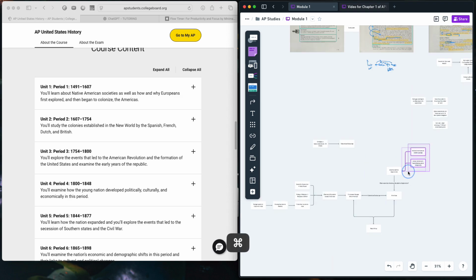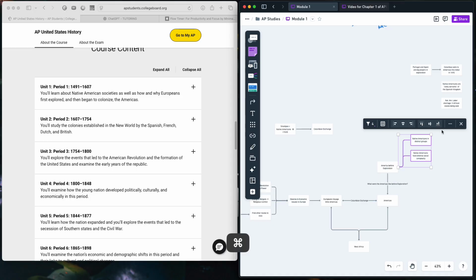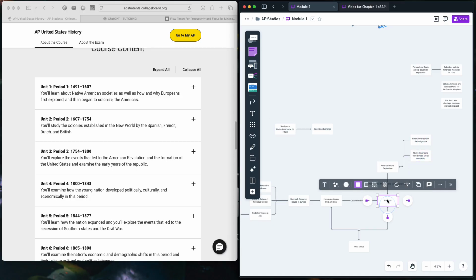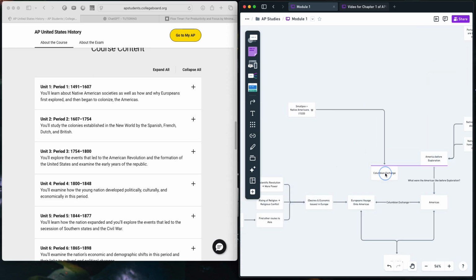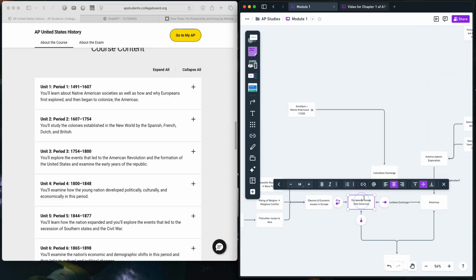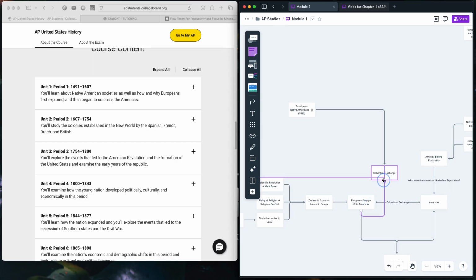Perfect. So now we can see how these two things lead us to understand what America was like before exploration. Then we have this idea of Columbian exchange. We're going to connect here. So notice in this platform, you want to get in close enough where you see the boxes highlighted and you've got the center of that box. That way you know you've hit the center of the section.